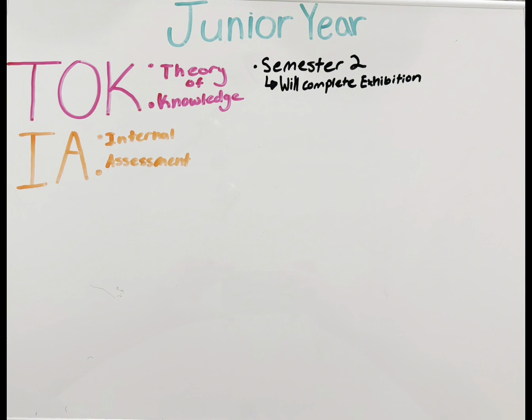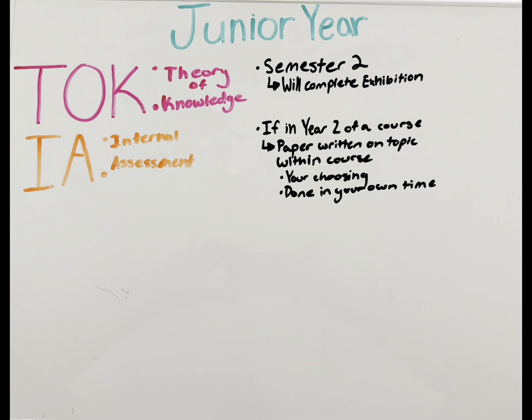In the case that you are taking a 1-year course or are in year 2 of a course in your junior year, you will complete your internal assessment, IA. In classes other than in groups 1 and 2, there will normally be a paper written on the topic of your choosing, and that course will be completed in your own time. If you are in year 1 of a course, your IA will be completed in your senior year.